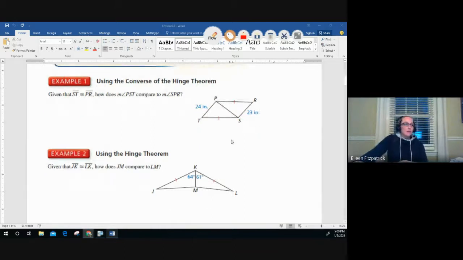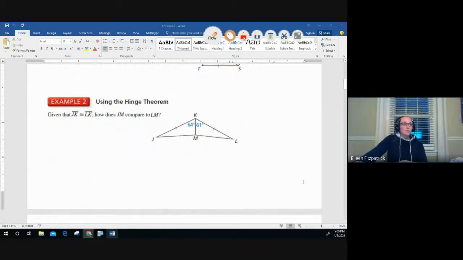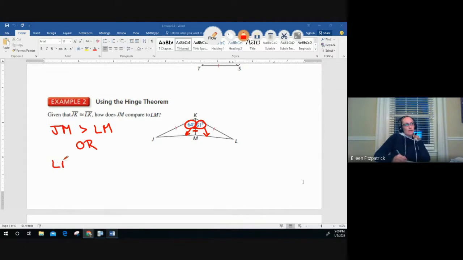And the hinge theorem for problem number 2. So notice in this example, you're given information about a side and this side. The reflexive piece, I can mark KM congruent to itself, and then you know the included angles. So when you know the included angles, but they're not congruent, you're going to make a conclusion about the opposite side. The larger angle is going to be across from the longer side. So I can say that JM is greater than LM. Or if you want to flip it around, LM is less than JM.